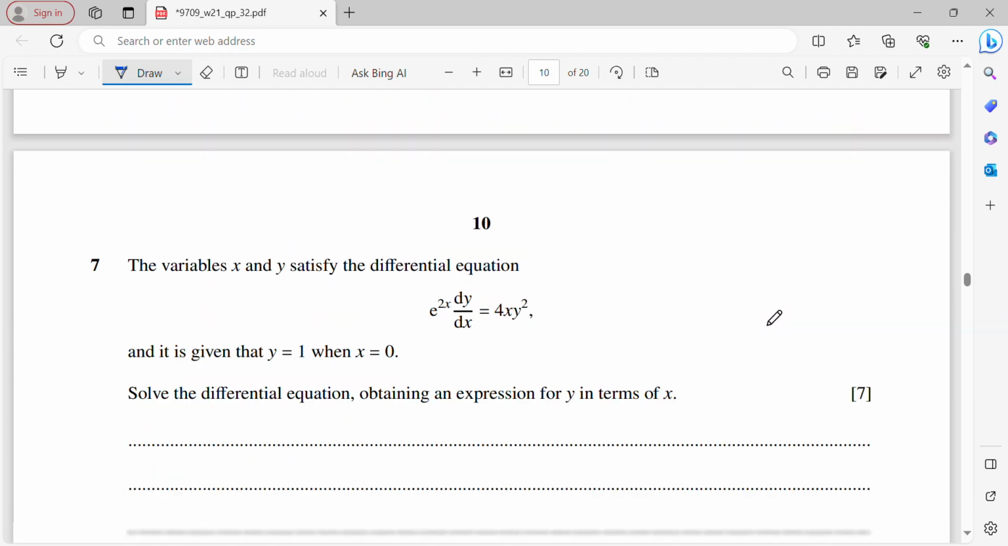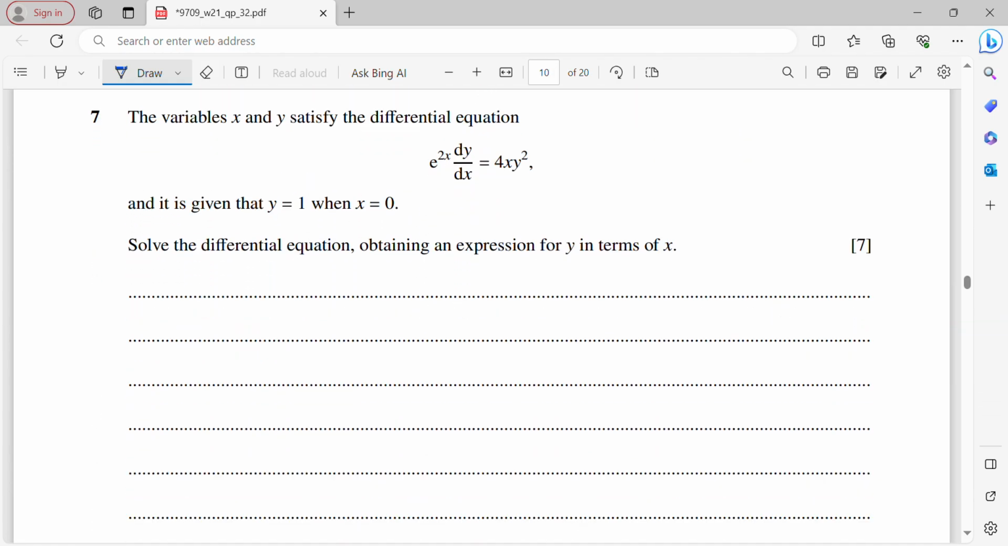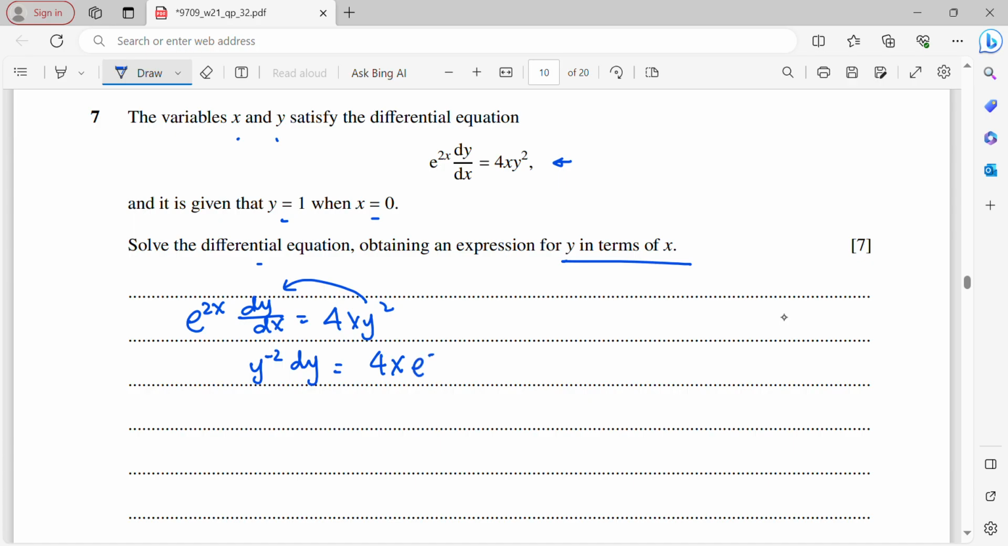Alright, so now next question, number 7. The variables x and y satisfy the differential equation where y equals 1 when x equals 0. Solve the differential equation obtaining y in terms of x. So now e to the 2x dy over dx is 4xy squared. Now I move the y to the right side and move all the x to the other side. Then I will get y to the power of negative 2 dy equals to 4x. The e to the 2x when you move to the other side becomes e to the negative 2x. So when y I move up, it will be negative degree.